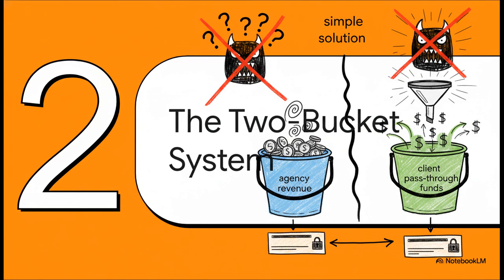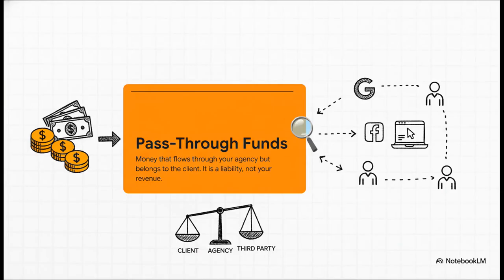It's called the two-bucket system, and it is all about creating a crystal clear separation in your accounts right from the very beginning. The whole system really hinges on understanding this one crucial concept: pass-through funds. This is any money you collect on behalf of your client that's really just heading for a third party. Think ad platforms like Google, software tools like HubSpot, or even freelancers. It's not your money. You're just the middleman, the courier.